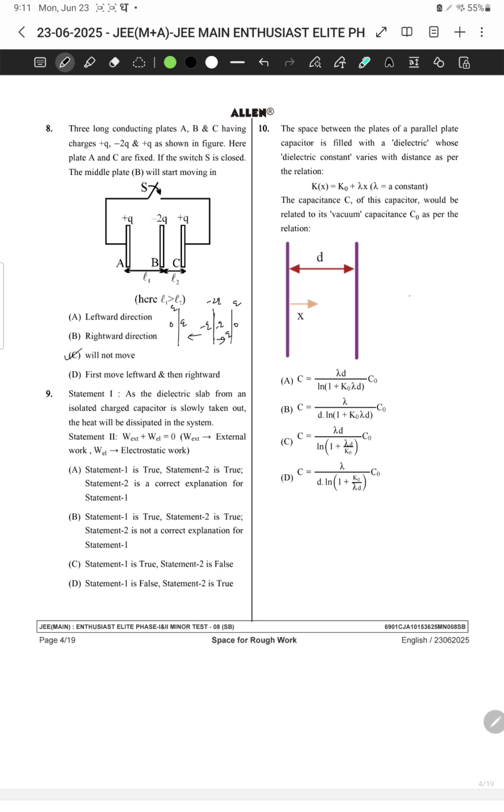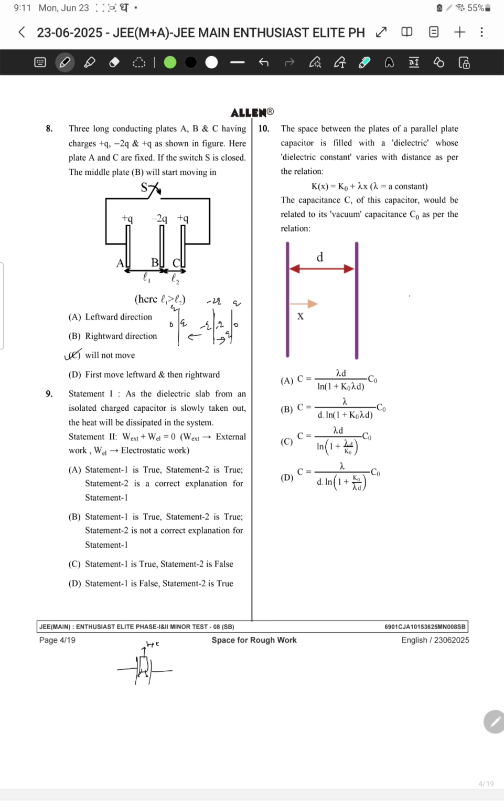Question number 9. As a dielectric slab from an isolated charged capacitor is slowly taken out, the heat will be dissipated in the system. And statement 2, work done by external force plus work done by electric force equals 0. Yeah, so this statement 2 is correct. When there are capacitor plates and a dielectric, and you are taking it out, we know the electrostatic force will be trying to attract it. So the work done by electrostatic force will be negative, and work done by external force will be positive. So overall it will be 0. So that is correct.